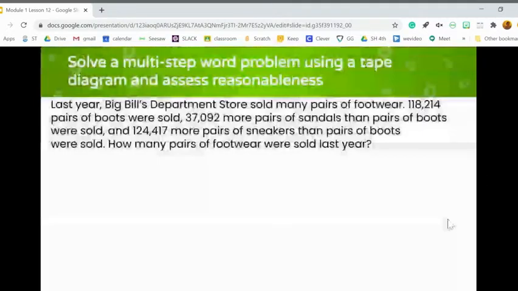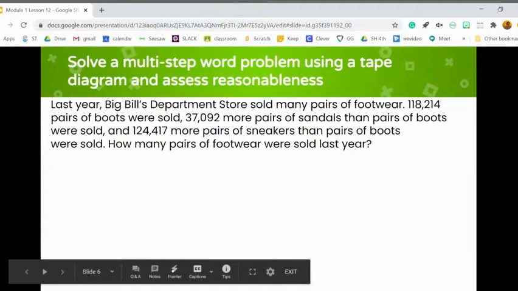We're going to do one final problem. And this time we're going to use a multi-step word problem using a tape diagram and assess the reasonableness. So last year, Big Bill's department store sold many pairs of footwear. 118,214 pairs of boots were sold. 37,092 more pairs of sandals than pairs of boots were sold. And 124,417 more pairs of sneakers than pairs of boots were sold. How many pairs of footwear were sold last year?